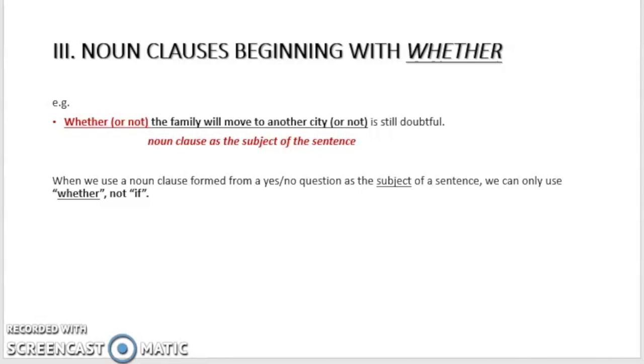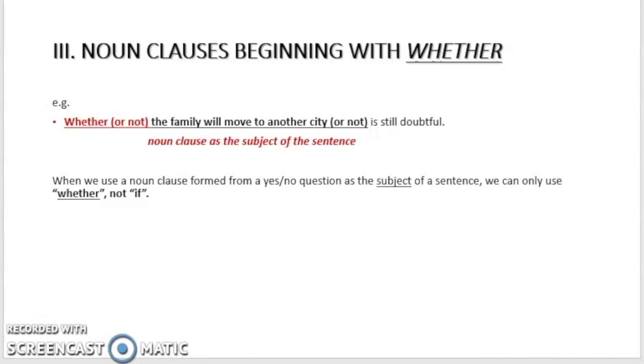One important point that you need to keep in mind is that when you use a noun clause which is formed from a yes or no question as the subject of a sentence, you can only use whether, not if. In other words, in noun clauses that are formed from yes or no questions and function as the subject of the sentence, you can only use whether.